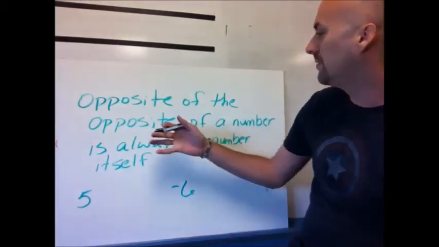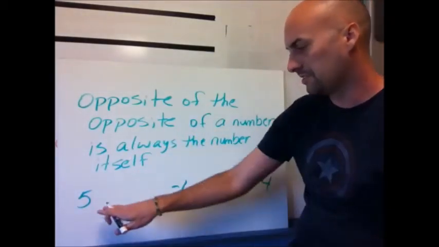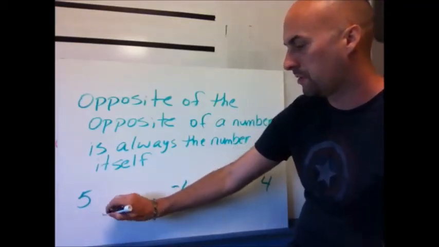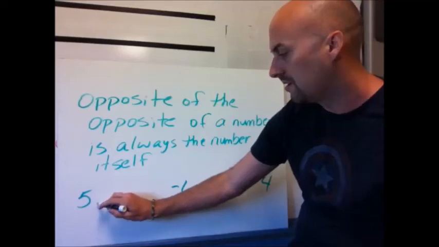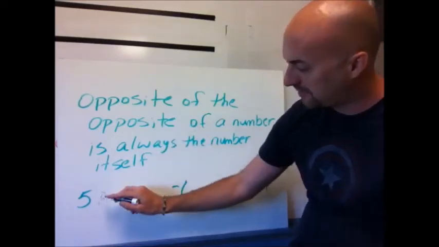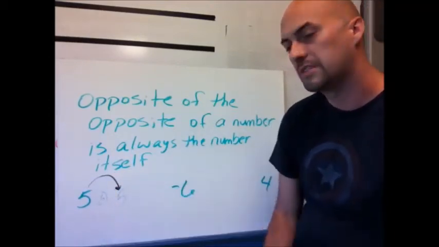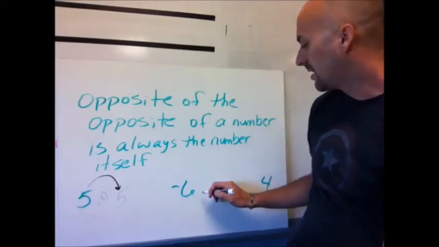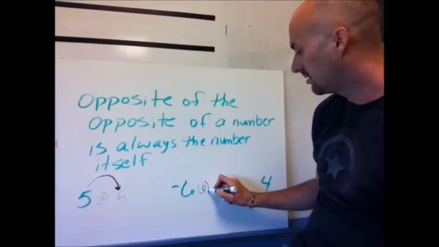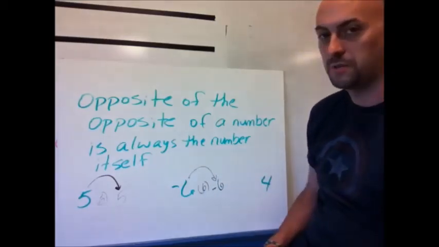So the opposite of the opposite of a number is always the number itself. So let's look at 5. If I wanted its opposite of the opposite, well, the opposite of 5 is negative 5. But the opposite of its opposite is 5. So notice I'm right back to where I started. Okay, negative 6. The opposite of negative 6 is 6. The opposite of 6 is negative 6. Right back to where I started.